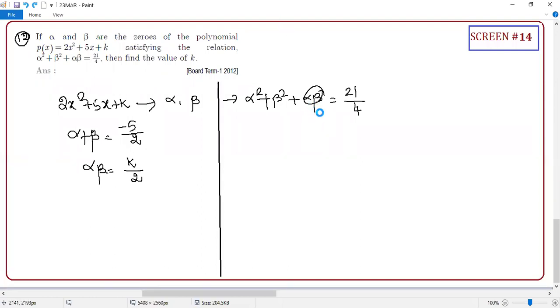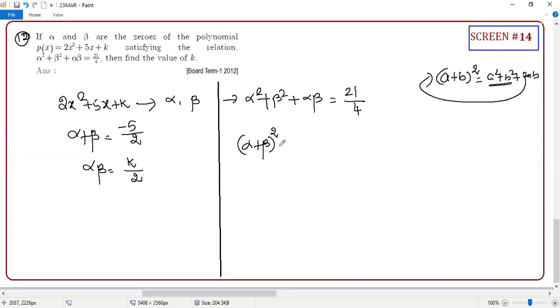Okay. So how are you going to convert this to such a way that I can use this? A plus b the whole square is what? A square plus b square plus 2ab. So what is a square plus b square? A plus b the whole square minus 2ab. So I write alpha plus beta the whole square minus 2 alpha beta plus alpha beta, which is equal to 21/4.